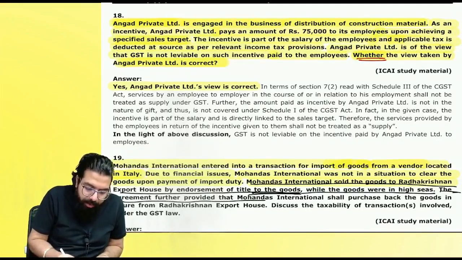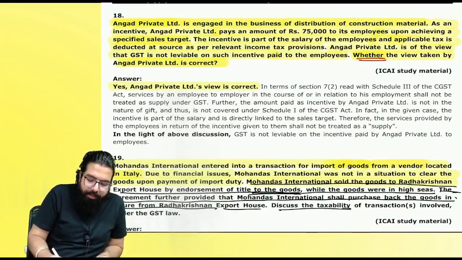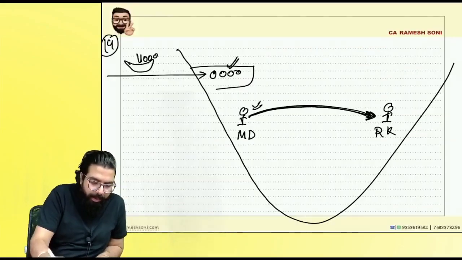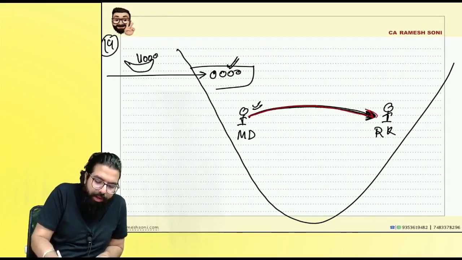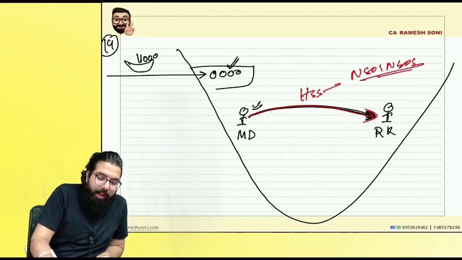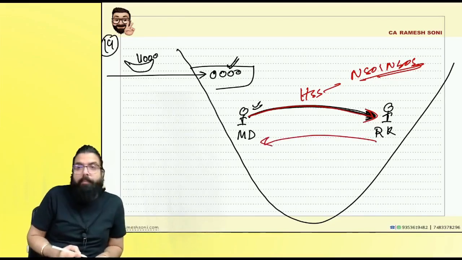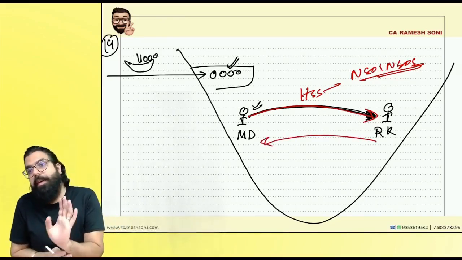The agreement further provides that Mohandas International shall buy back the goods from Radhakrishna Export. Discuss the taxability of the transaction. My question over here is, when you sold it to him, it is known as high seas sale, neither supply of goods nor supply of service. In the future, what will happen? If he goes ahead and sells it back to him, will it be a supply or not? Yes.